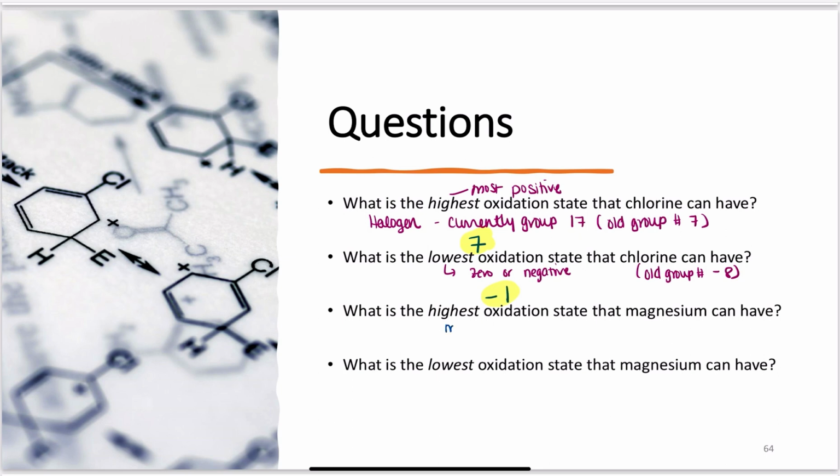Highest, meaning most positive, magnesium can have. Magnesium is an alkaline earth metal. It can be positive 2. It can lose up to 2 electrons. The lowest, it is a metal. So the lowest it can go to is 0. It will not go negative. Metals don't want to be anions.